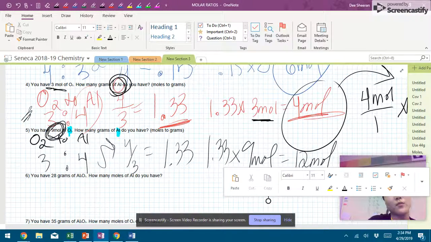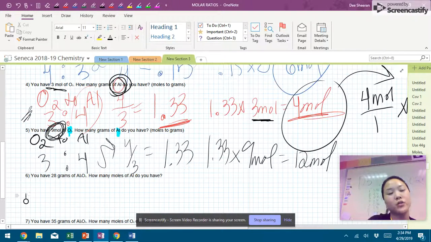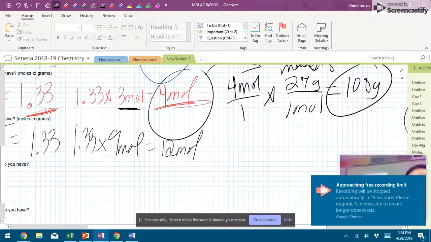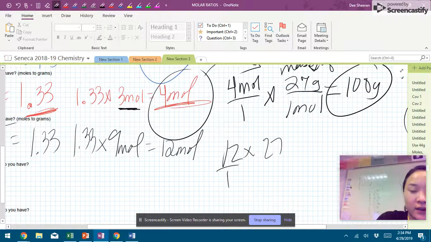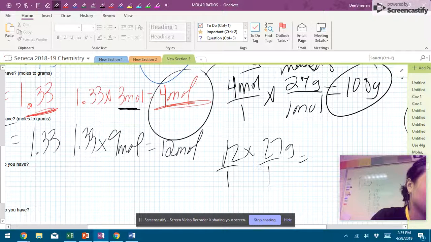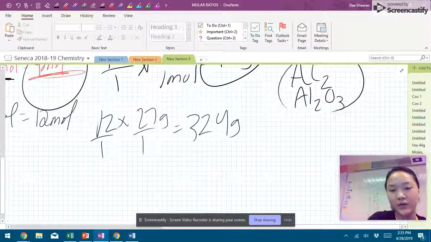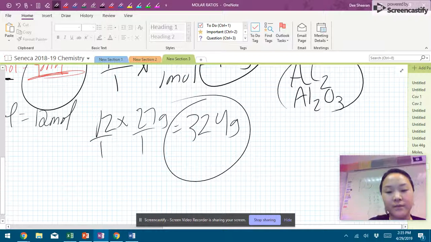So we're not using the molar mass of O2. We're using the molar mass of Al. So you're going to do 12 times 27, and that's going to give you the total answer of 324, and that is your final answer, 324. Let me know if you have any questions.